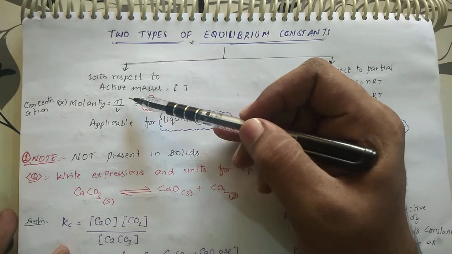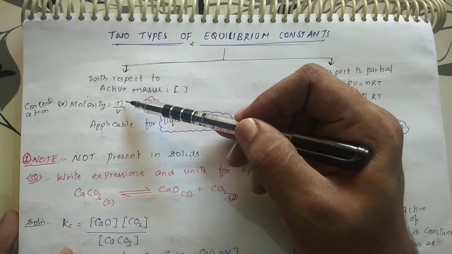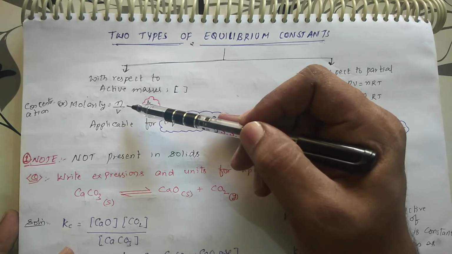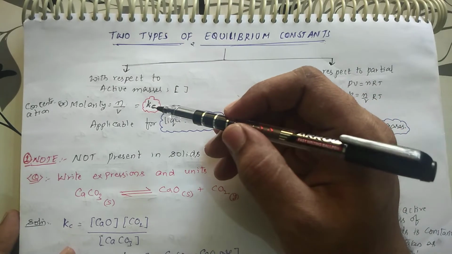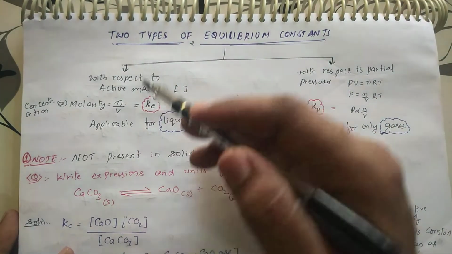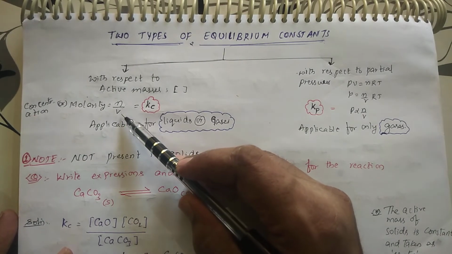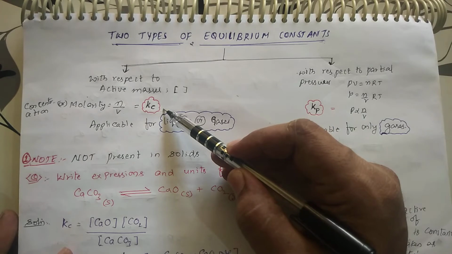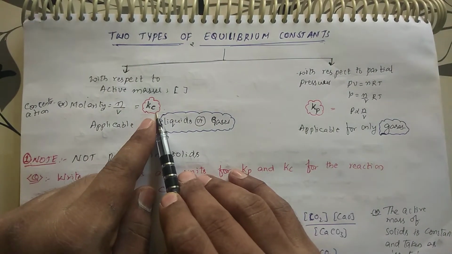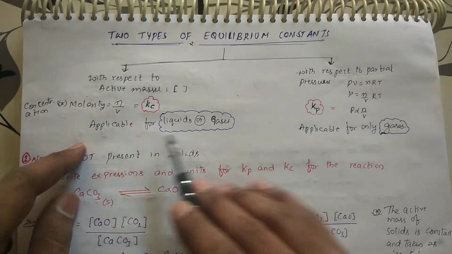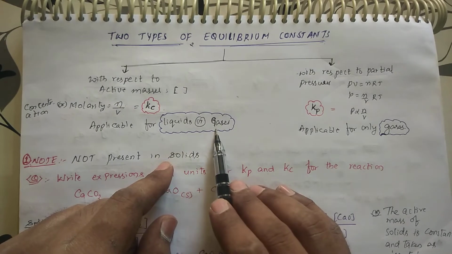So molarity is defined as the number of particles, or number of moles, by volume. Moles means weight by molecular weight. We already have an idea regarding this in the gaseous state, right? So the number of moles per given volume, or number of particles in the given volume, is called Kc. Okay, we are representing the equilibrium constant with respect to concentration, right? And this concentration is applicable for liquids as well as gases. Kc is applicable for liquids as well as gases, right?